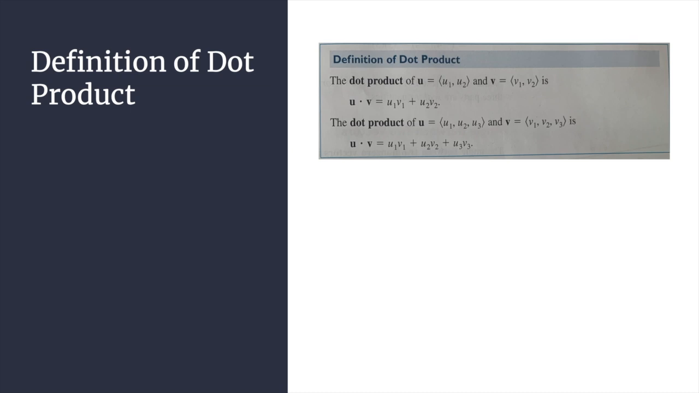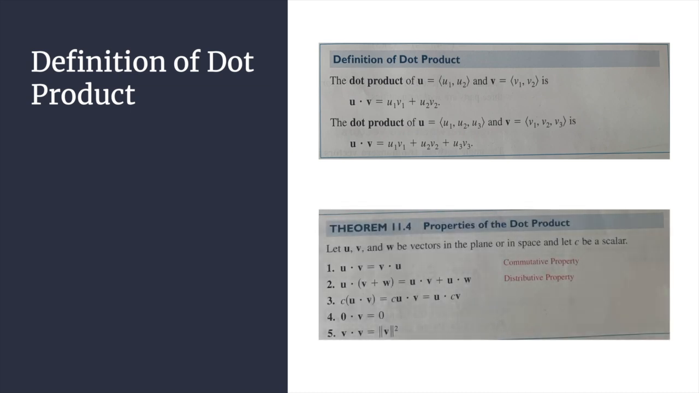So these are the properties of the dot product. The most common ones are the commutative property and the distributive property. The commutative property is u dot v equals v dot u, and the distributive property is u dot (v plus w) equals u dot v plus u dot w.